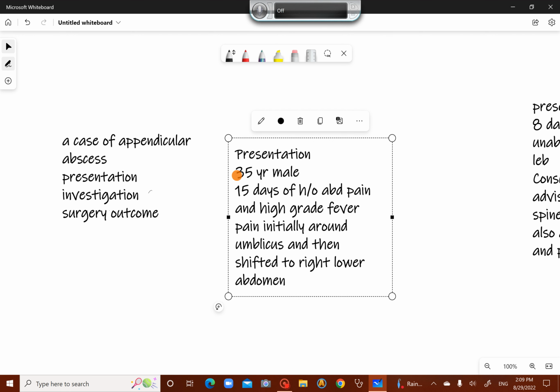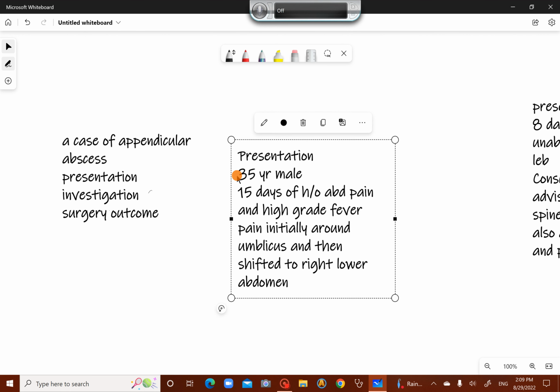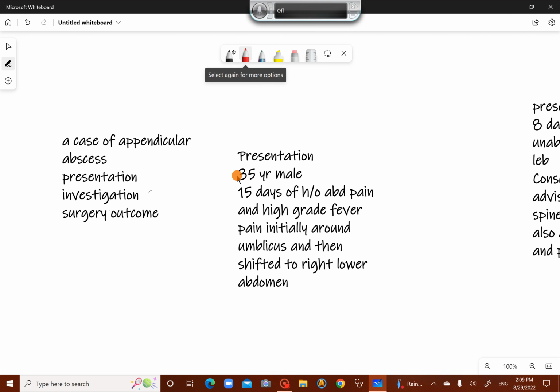The patient was a 35-year-old male with a 15-day history of abdominal pain and high-grade fever. For the last 15 days he was having abdominal pain and high-grade fever. Pain initially was around the umbilicus, and then it shifted to the right iliac fossa, to the right lower abdomen.